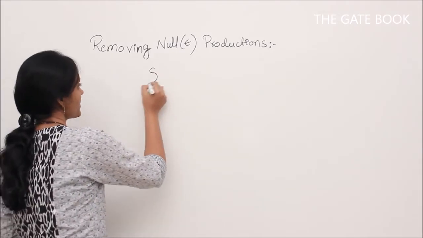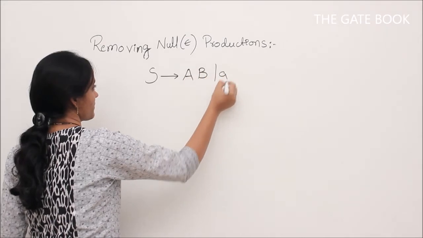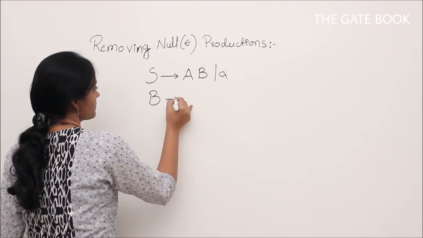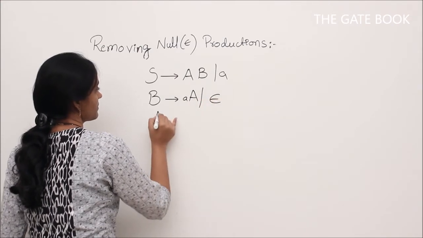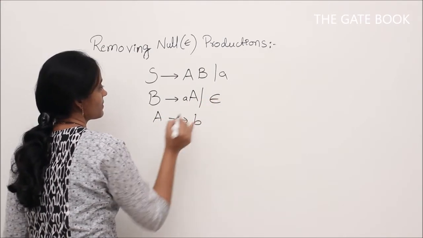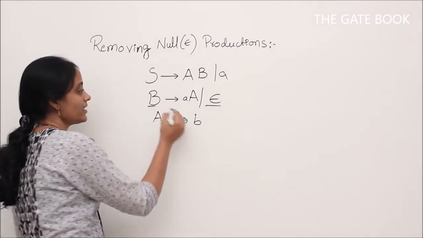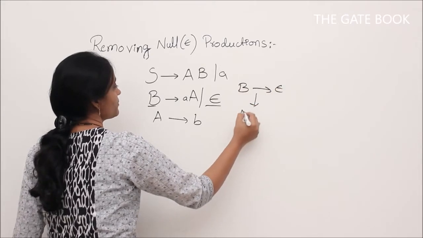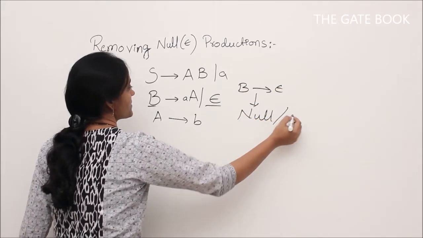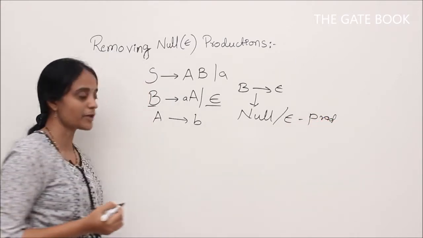Suppose a grammar is like this. There is a production B derives epsilon, right? This is called null or epsilon production. This production is called as null production or epsilon production. So now we will see how to remove such productions.